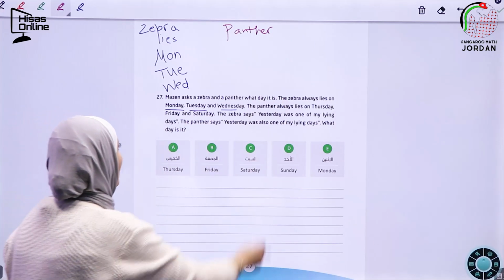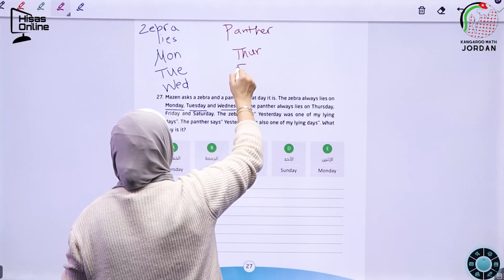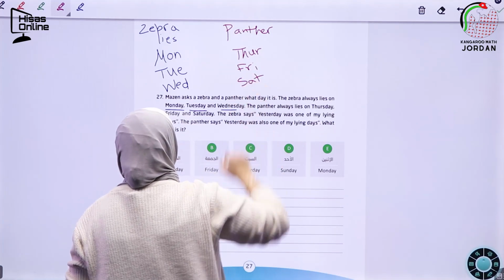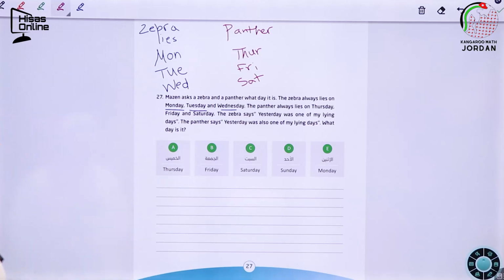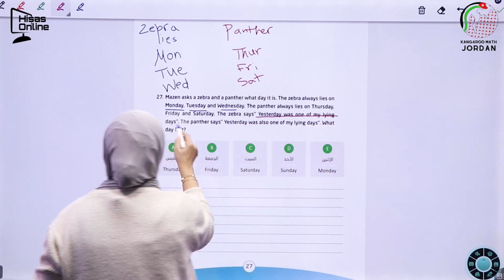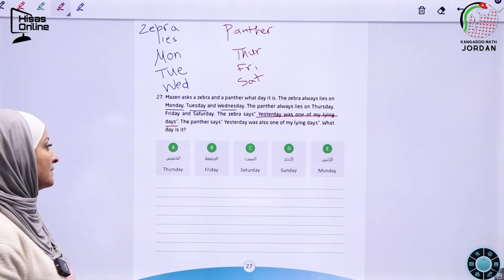And the panther always lies on Thursday, Friday, and Saturday. Okay. The zebra says, yesterday was one of my lying days. So it may lie, it may be telling the truth. I don't know. I will take all options.